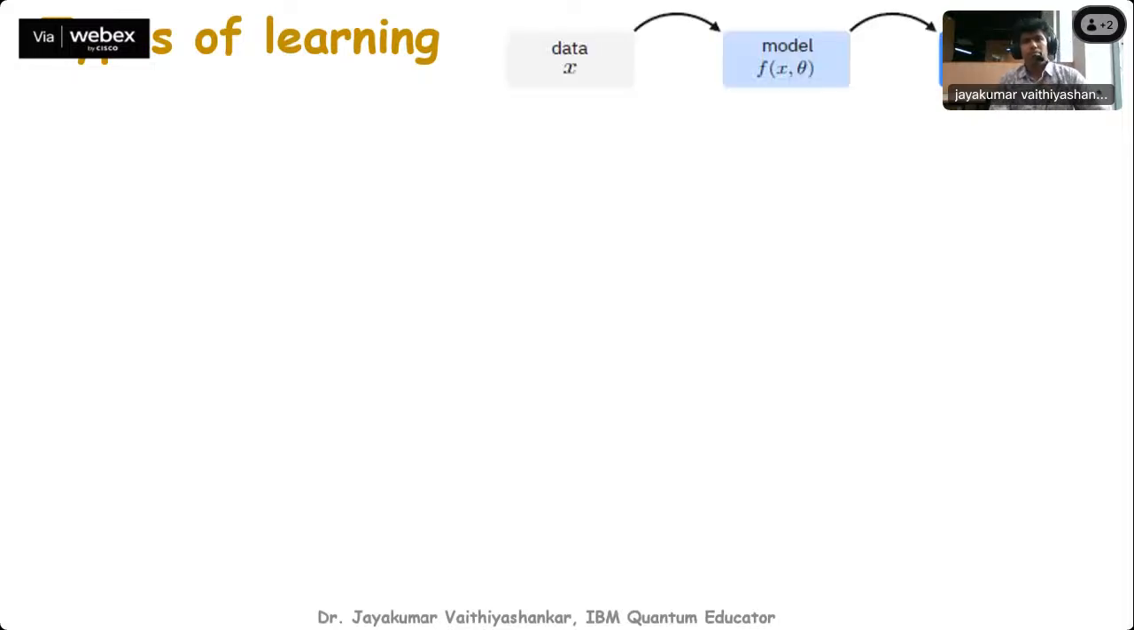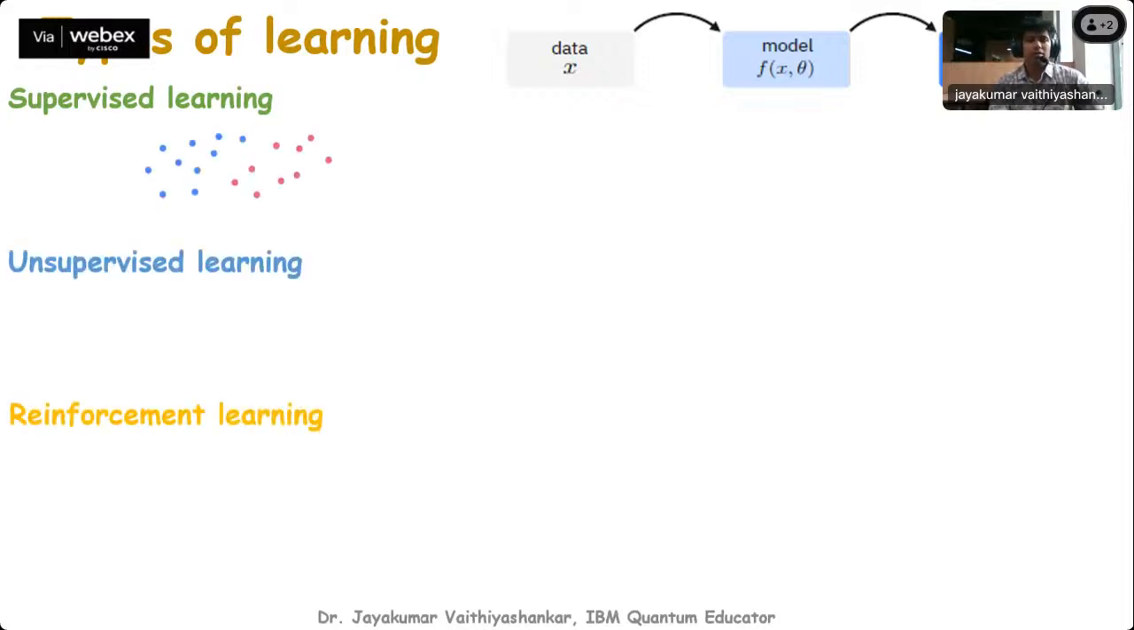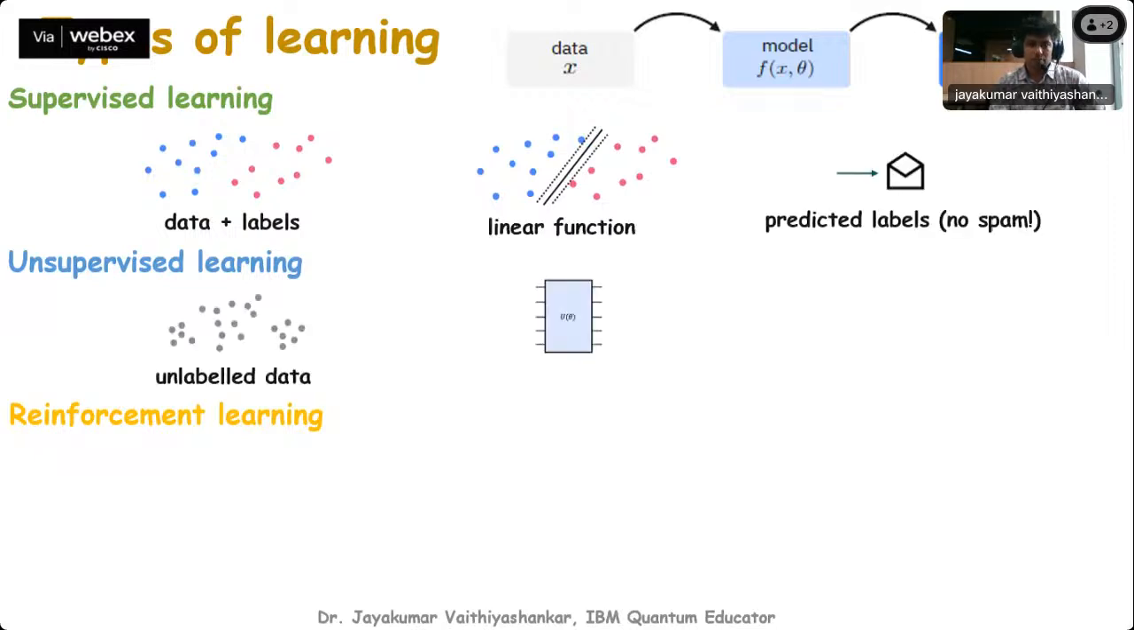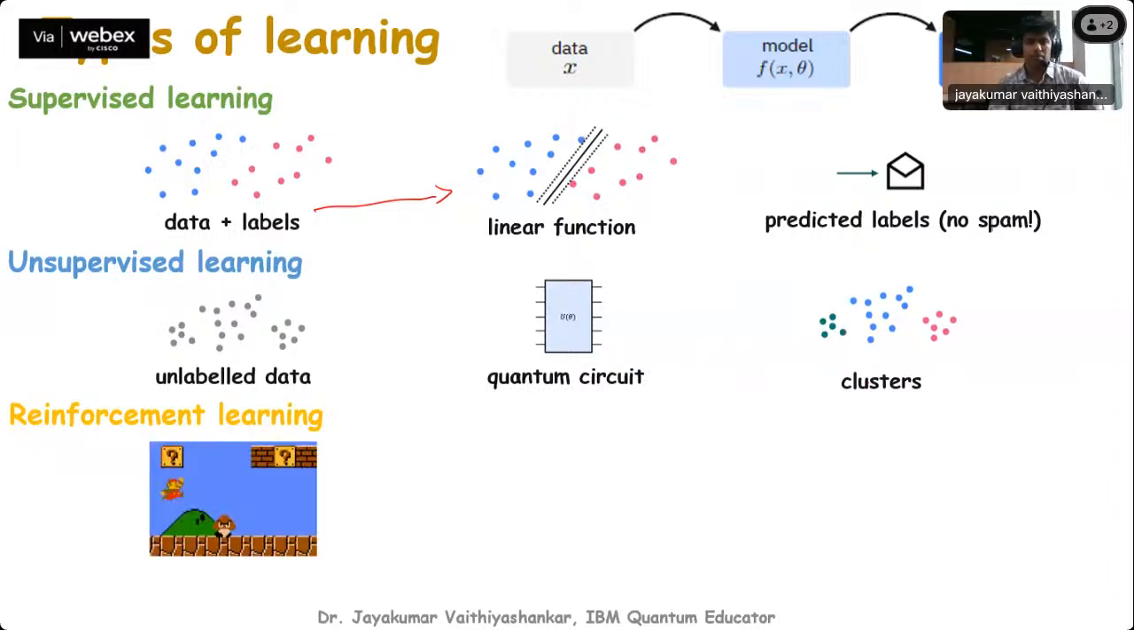Based upon this basic model, you can implement supervised learning, unsupervised learning, and reinforcement learning. Already we know all this stuff, I'm just giving it at a glance. In supervised learning, you try to understand the given example with a linear function, then you're able to predict whether the mail is spam or not. In unsupervised learning, if the data is unlabeled, then you can use a quantum circuit to create clusters. Today we're going to see a variational cluster as an example.